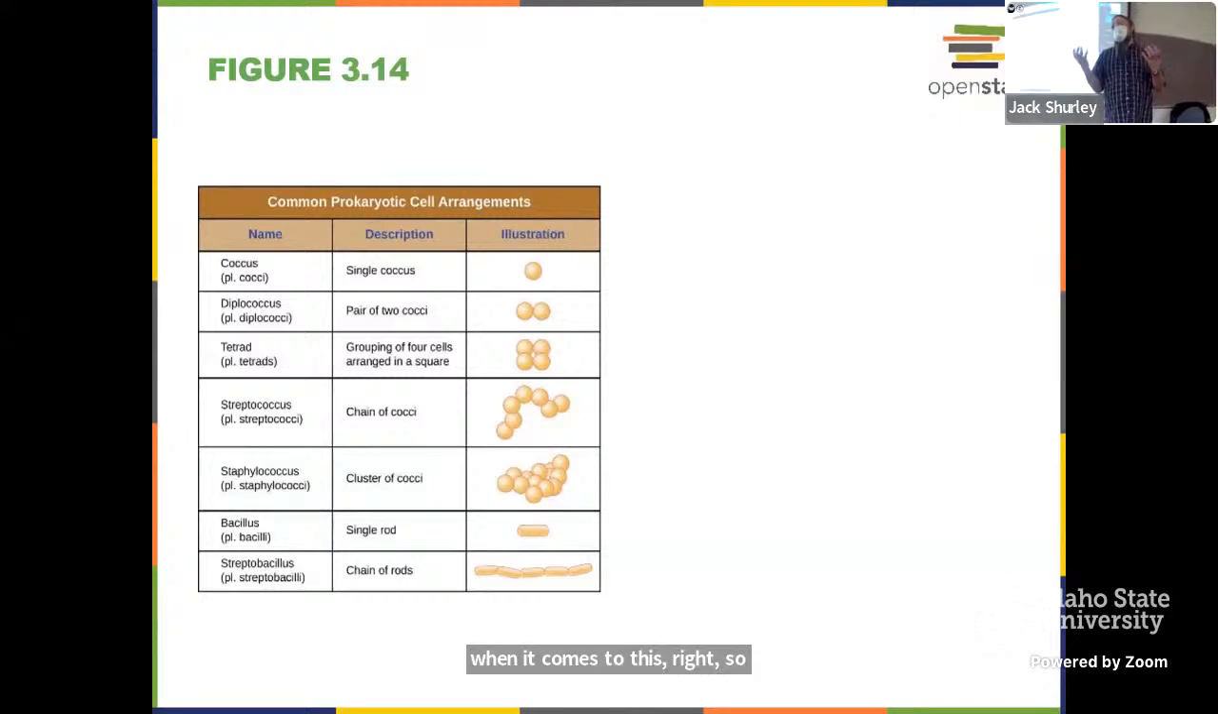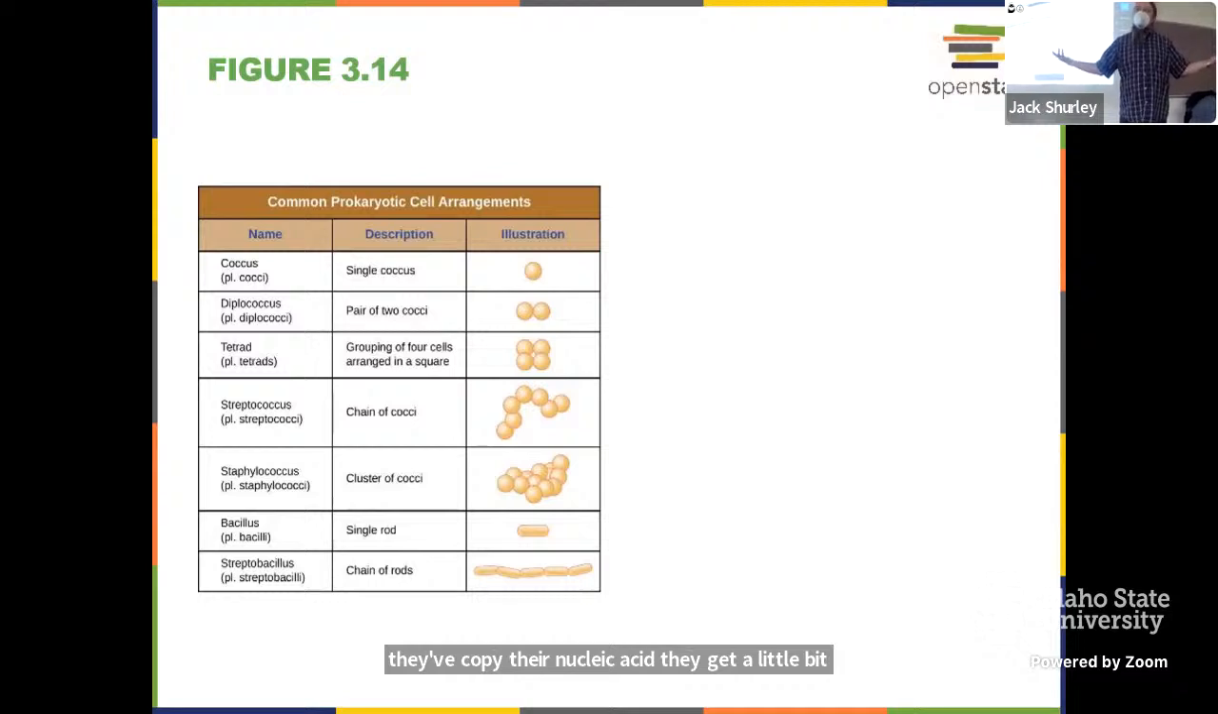So as a bacteria divides, and they replicate by what we call binary fission, they copy their nucleic acid, they get a little bigger and they split in half. It's really kind of similar to mitosis in our own cells. It's not exactly the same, but pretty close, all right? So these cells, as they divide, potentially have specific ways or planes of division that they will divide into as they are replicating, all right?